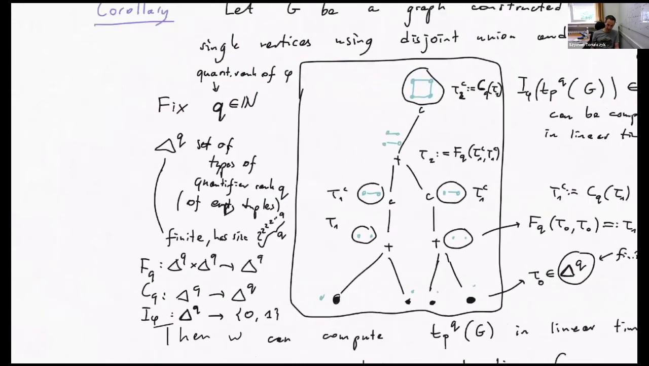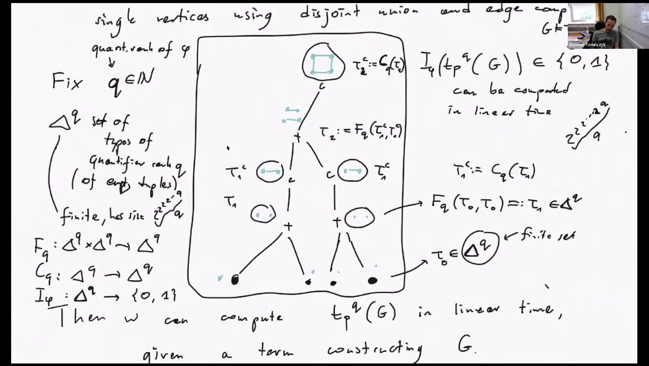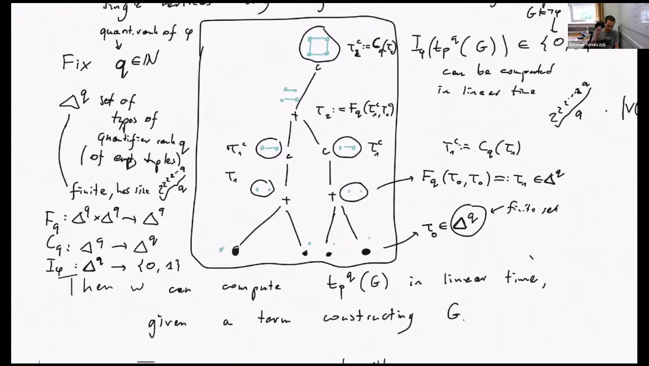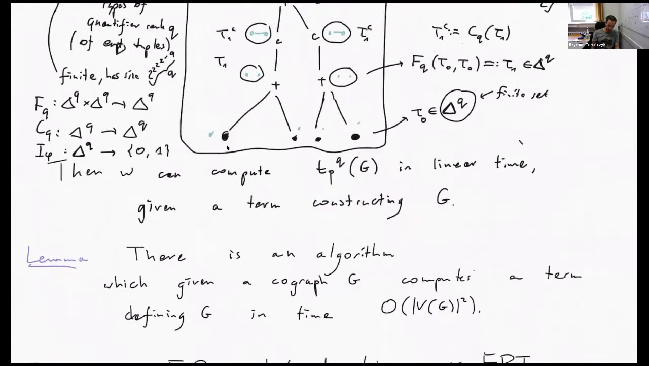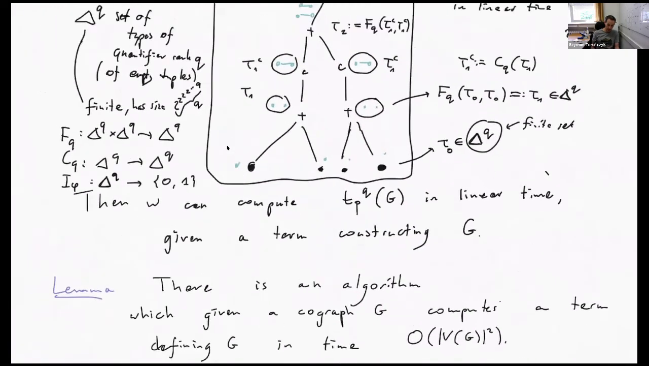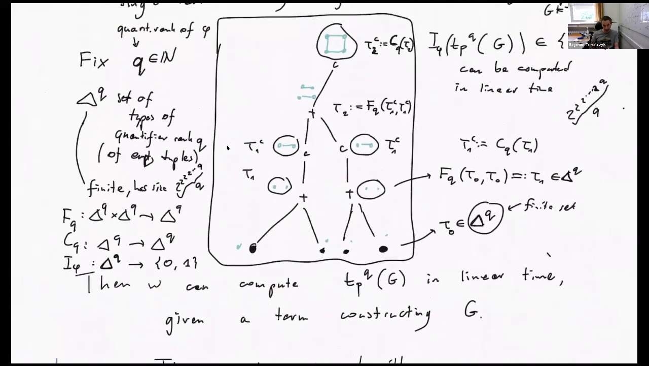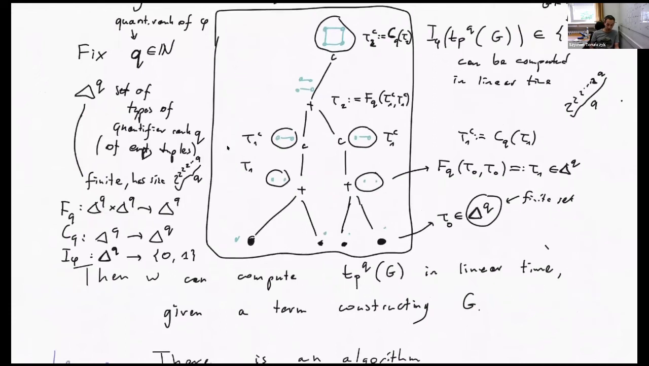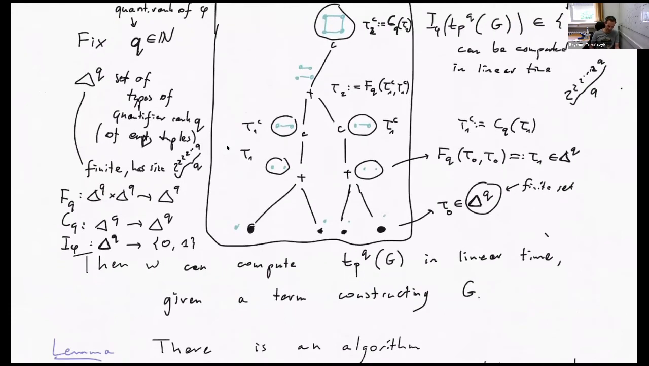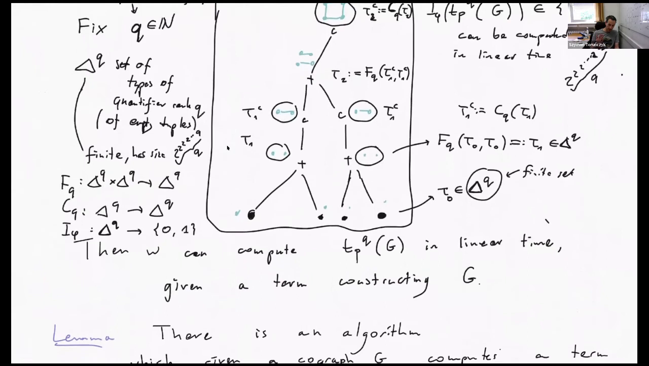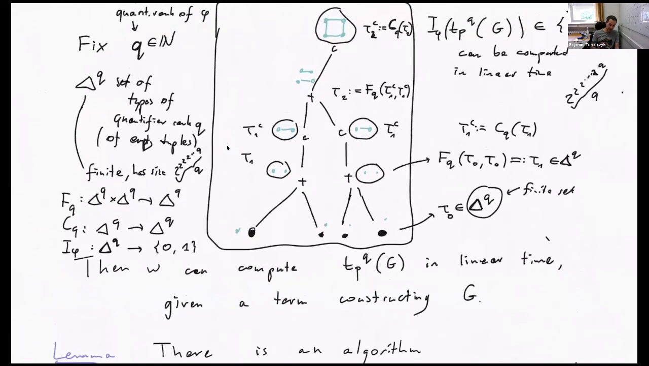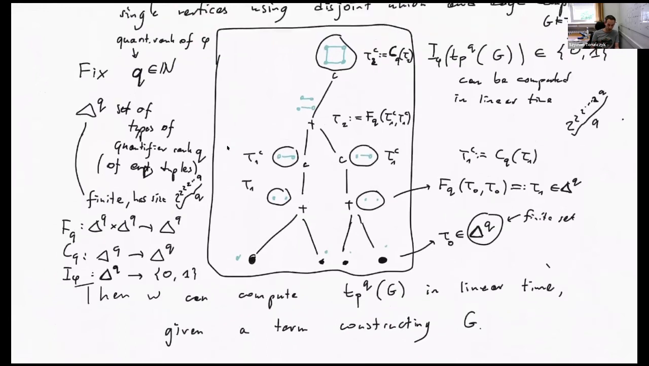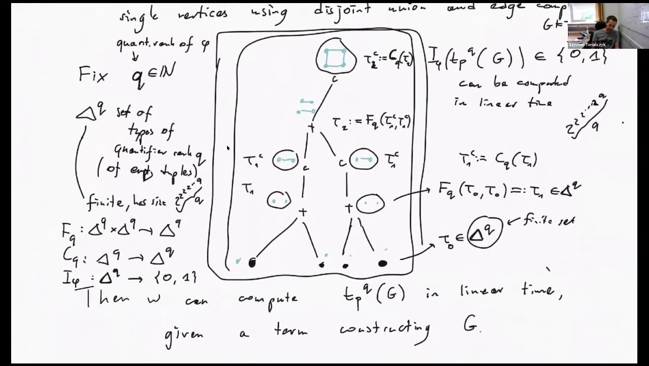Okay, so that's an algorithm which runs in linear time on graphs which can be constructed using disjoint union and complementation. And such graphs are called co-graphs. But this is provided that the graph is given together with a term constructing the graph using disjoint union and complementation.